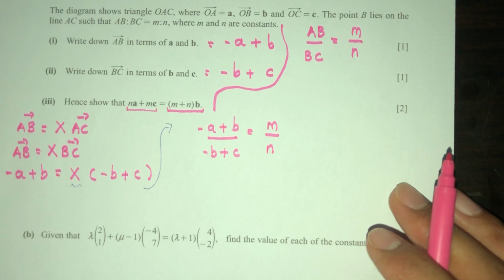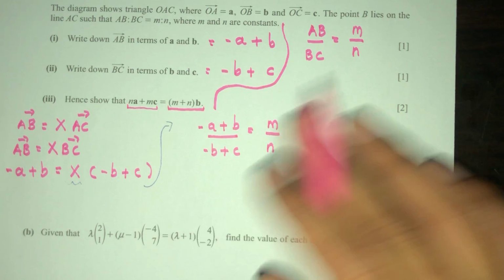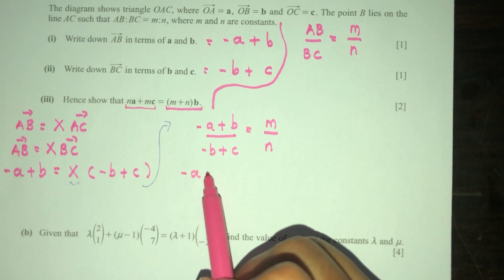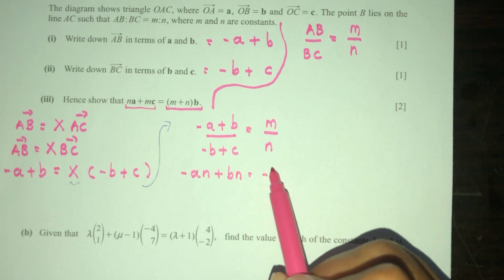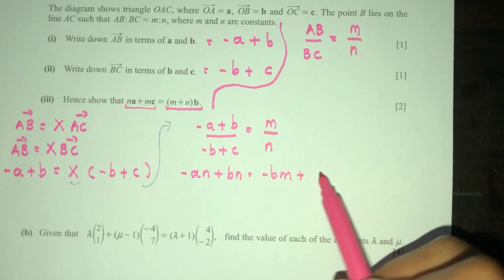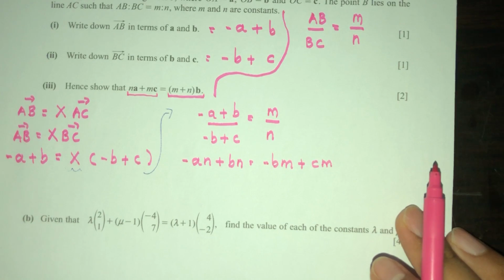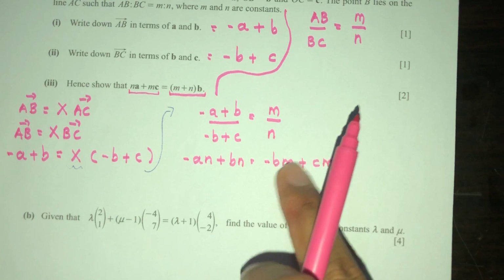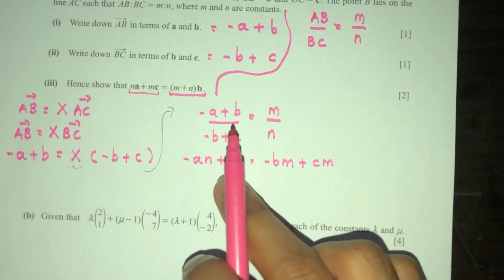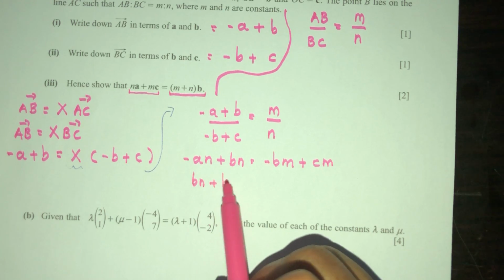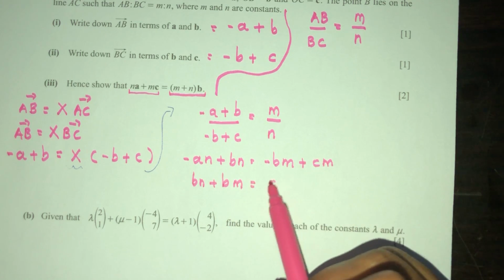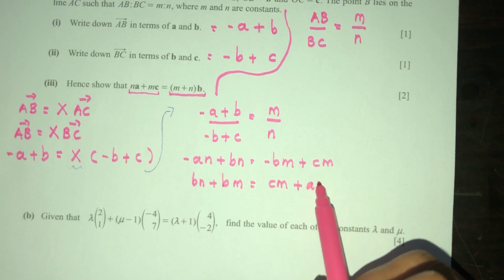Now we can cross multiply. Let's see what happens. Times this, you will have minus An plus Bn equal to minus Bm plus Cm. Now send all the B's to one side. You will have, send this over here, no worries. That will be Bn plus Bm equal to Cm plus An.